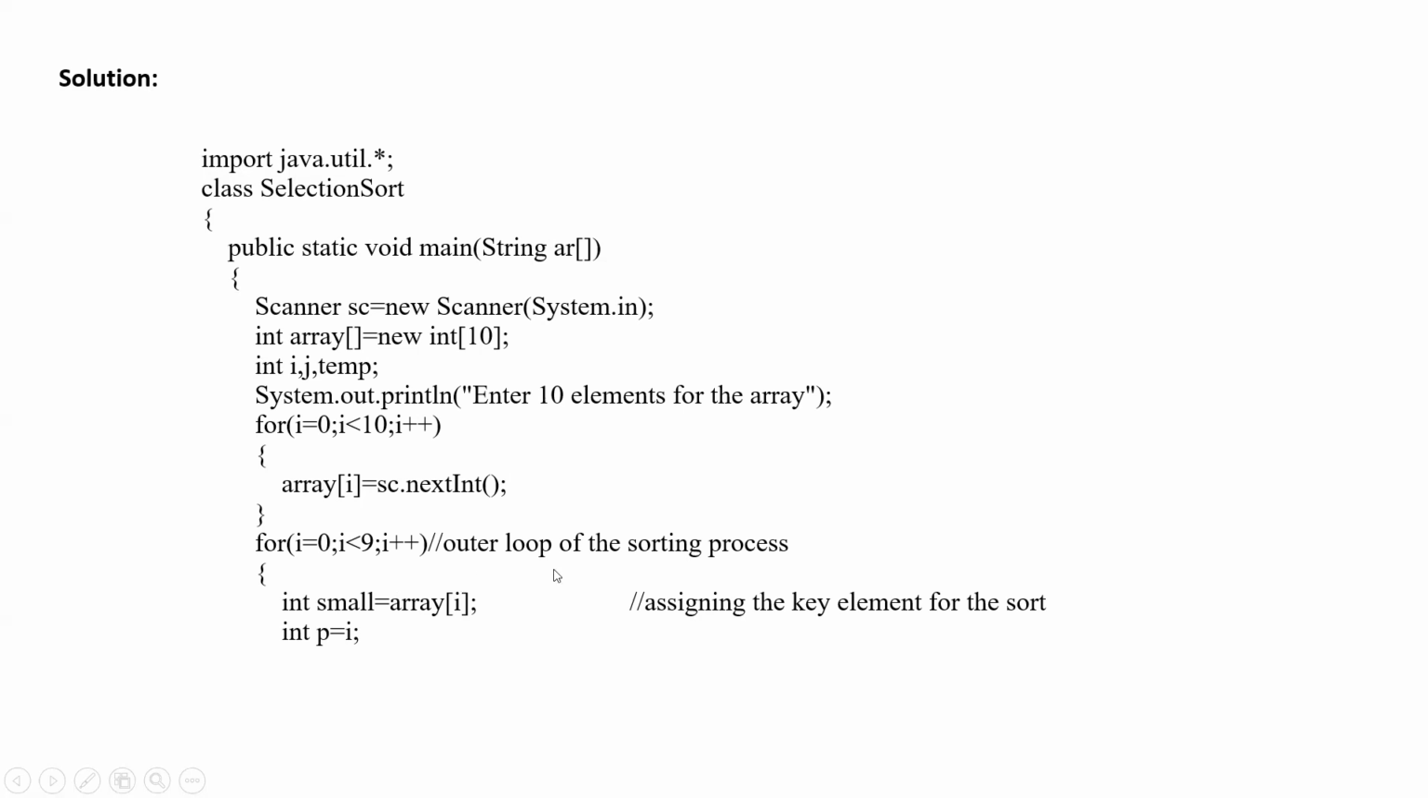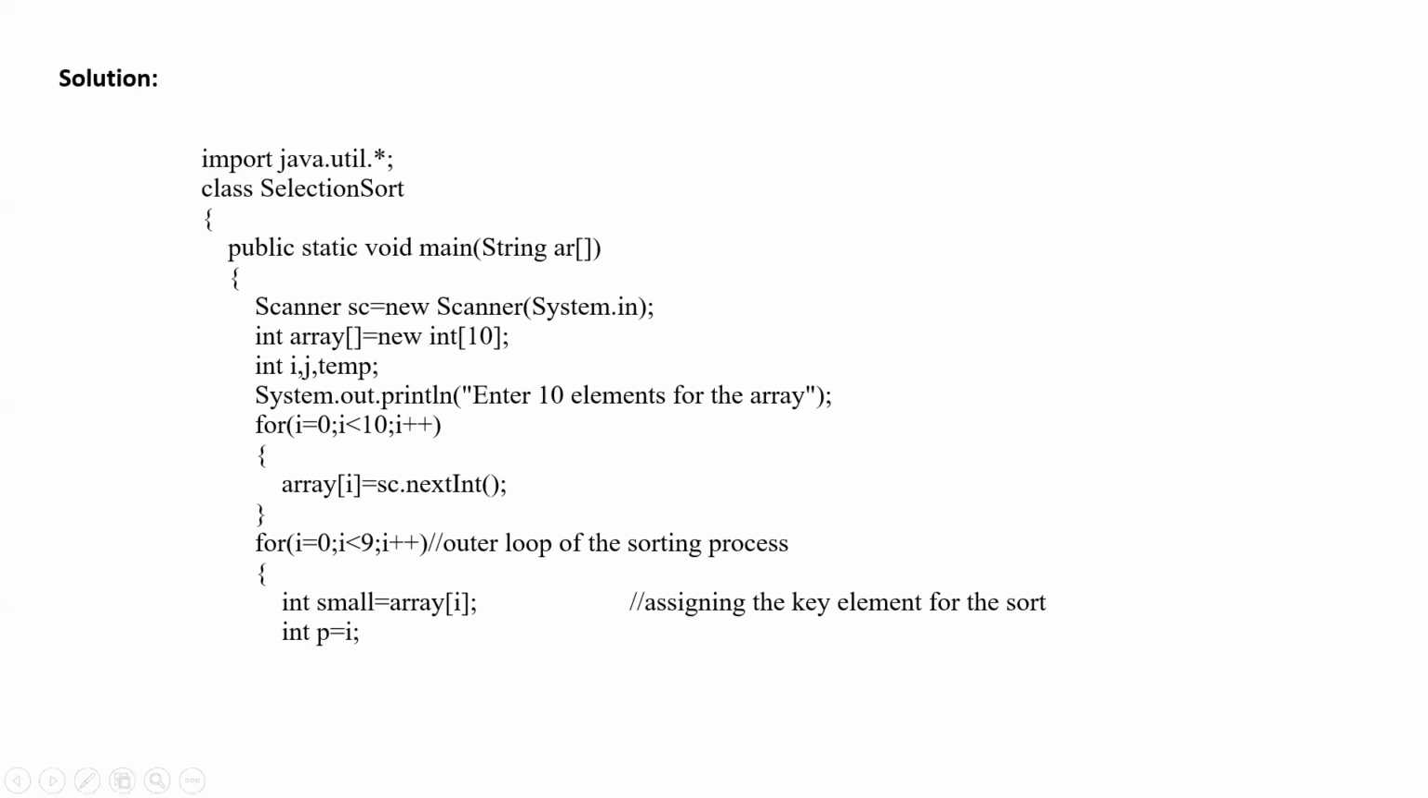The outer loop of the sorting process decides how many times the total sorting process goes on. As you remember, in any sorting logic, the total number of elements minus 1 is the total sorting runs. So we have 0 to less than 9. We have declared one variable small, where arr[i], the key element, is being stored, and p is the index position of the key element. Now we'll move on to the inner loop.